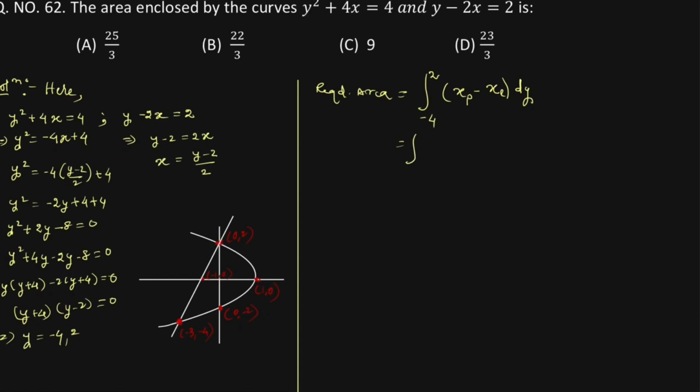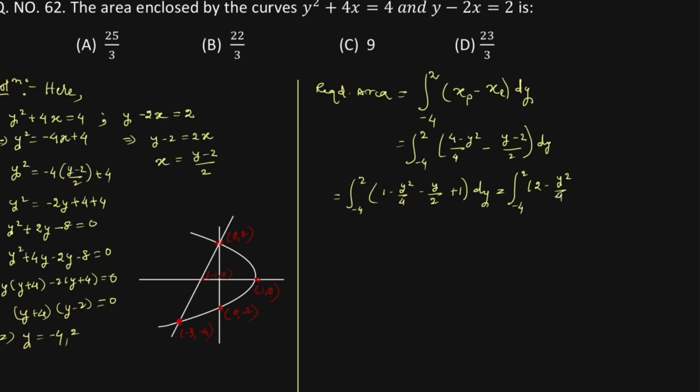Then we will get integration from minus 4 to 2 of (4 minus y square by 4 minus y minus 2 by 2) whole dy, which is equal to integration from minus 4 to 2 of (1 minus y square by 4 minus y by 2 plus 1) dy, which we are able to write as integration from minus 4 to 2 of (1 plus 1, that is 2, minus y square by 4 minus y by 2) dy.